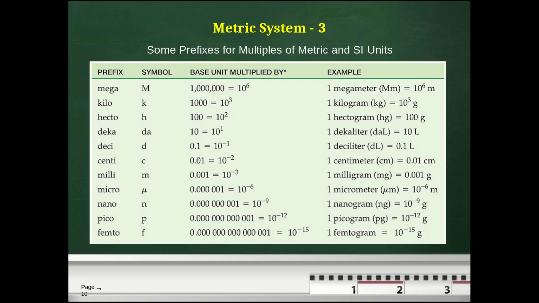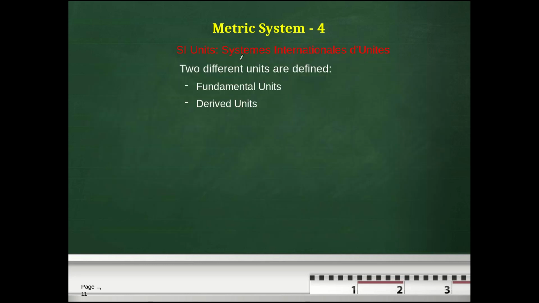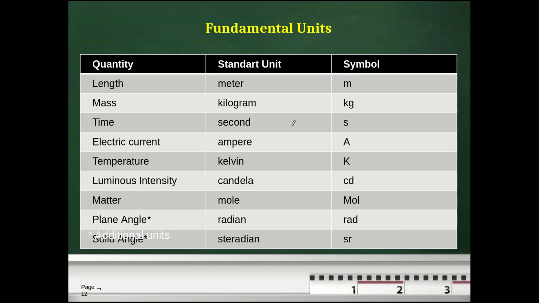Now the SI comes from SI unit, Systems International Unit, which has two different kinds of units, fundamental units and derived units. Fundamental means that we can measure it in its own value. Length we measure in meter, mass we measure in kilogram, time we measure in second, and these are the symbols. The symbols we put in equations, and they are like abbreviations. Instead of writing the whole word second, you just put s.